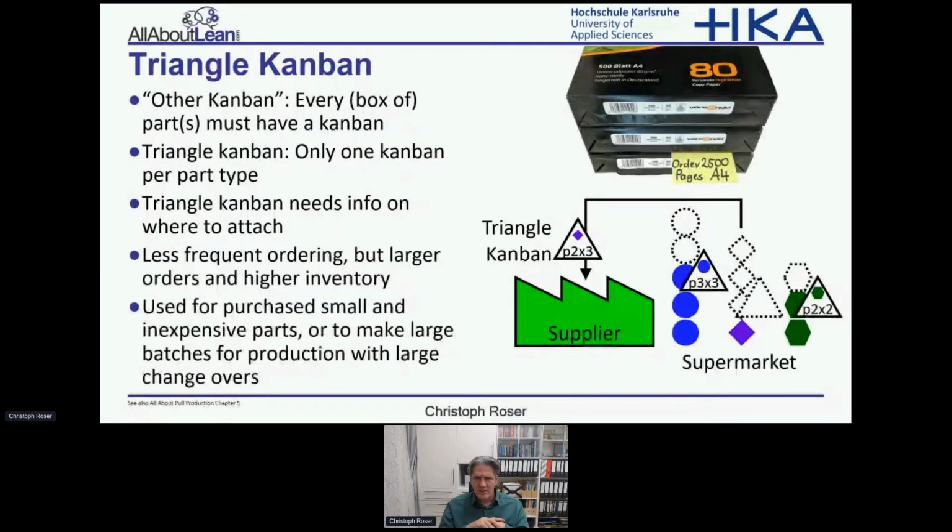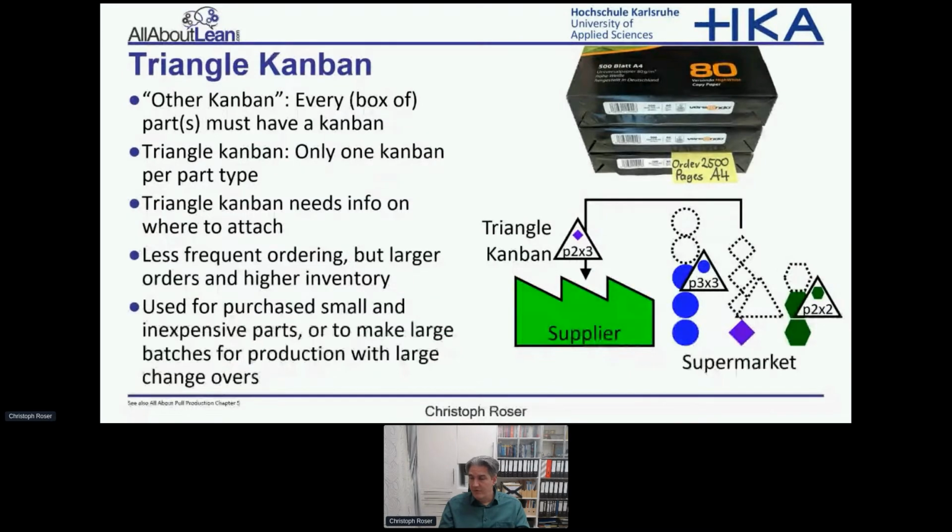So it's much less hassle for ordering, at the cost of a little bit more inventory and a little bit more space for paper. So that's one possibility of a Kanban, a triangle Kanban, common for small and inexpensive parts, paper, for example, not much money tied up.